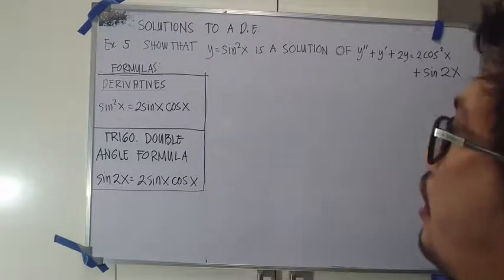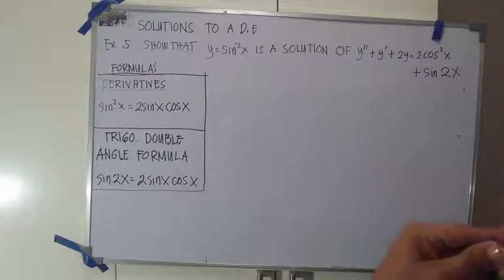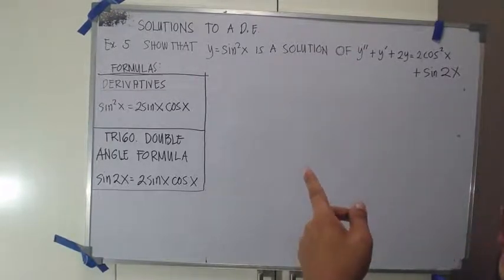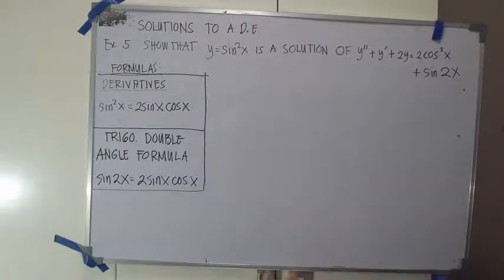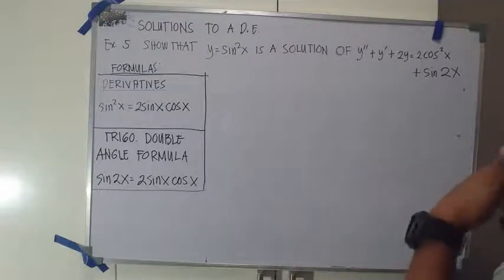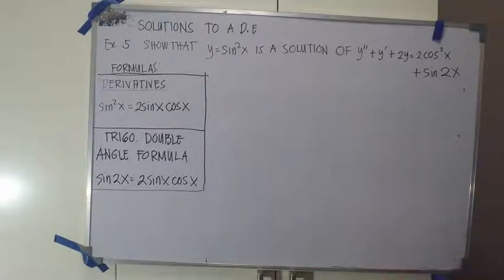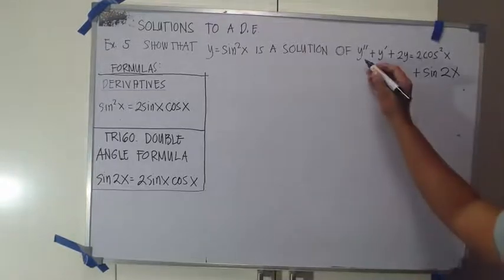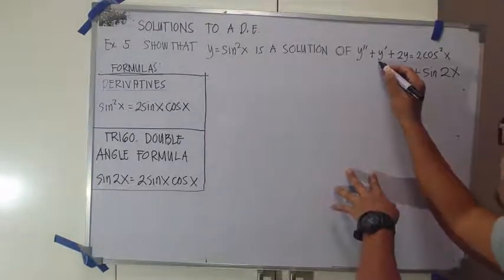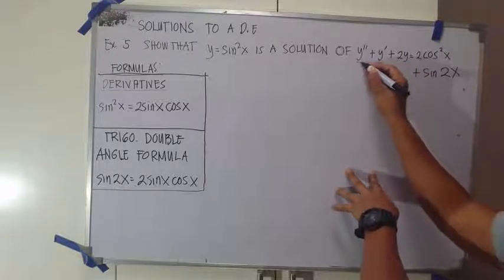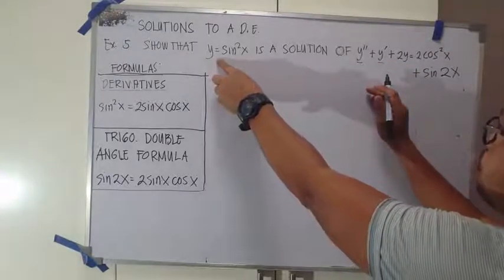Okay? So, here, show that y, this is the solution, no? y is equals to sine squared of x is a solution of the second derivative of y plus first derivative of y plus cosine of y is equals to 2 cosine squared x plus sine 2x. This one is with respect to x. Okay? So, according dun sa mga nauna nating solution, we will determine what is the first derivative and second derivative of this given solution.